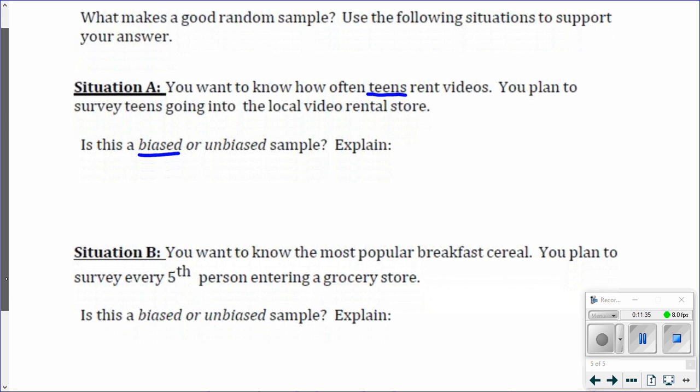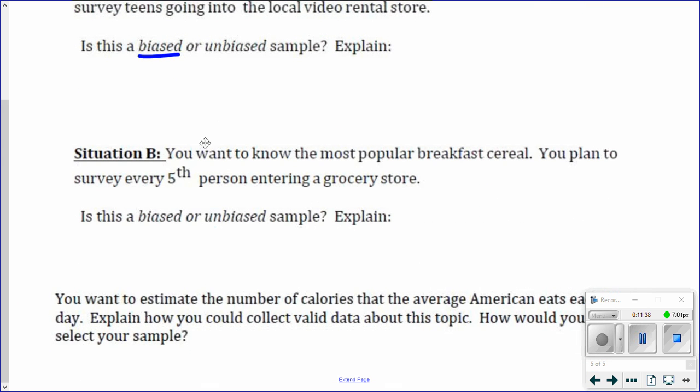Situation B says you want to know the most popular breakfast cereal. You plan to survey every fifth person entering a grocery store. Is this biased or unbiased? Well, the first problem here is we don't really know what the population is. It doesn't say, is it all the people in the town? Is it just the people going to that grocery store? So let's assume that the population is people that shop at this grocery store. So if you survey every fifth person entering the grocery store, that would be a good random sample. So I'm going to say that it's unbiased, but I'm saying that based upon the population is just people that go to this grocery store.